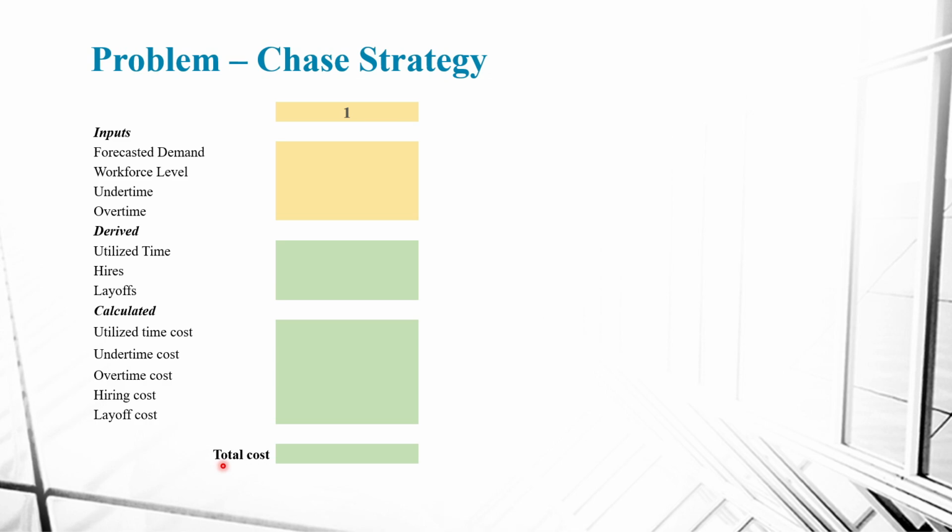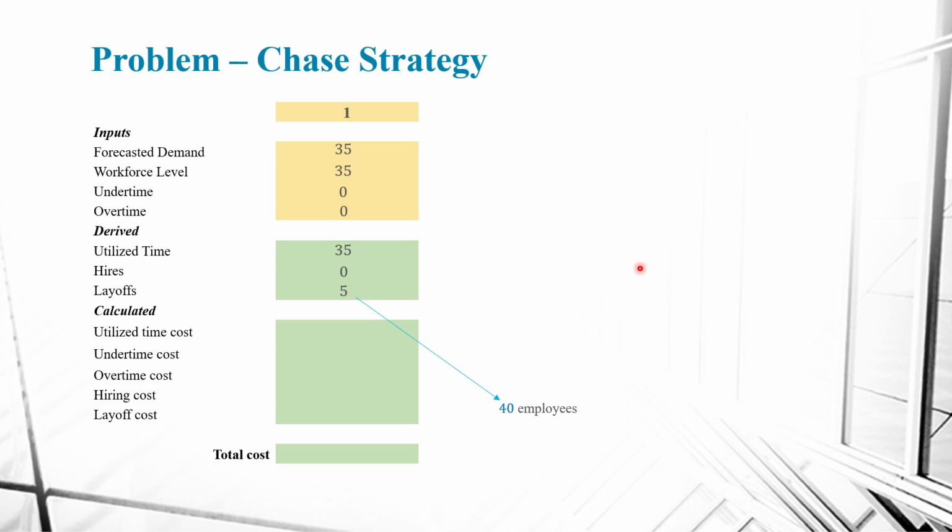Next, we calculate the total cost of period 1 using the chase strategy. Remember that in chase strategy, we rely on hirings and layoffs. The forecasted demand for period 1 is 35 workers. We set the workforce level at 35. There will be no undertime. There will be no overtime. And we will utilize the time for 35 workers. There will be no hiring for period 1. Since we have 40 employees in the workforce, there will be 5 layoffs.